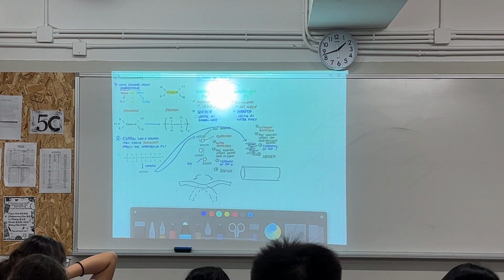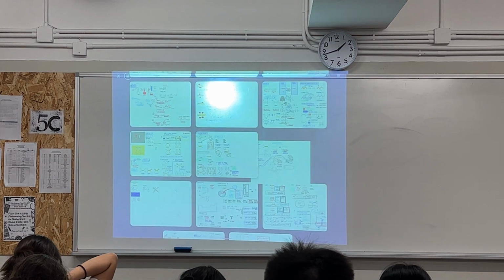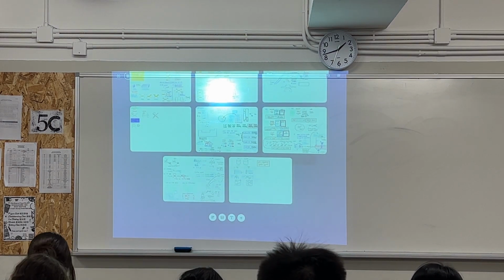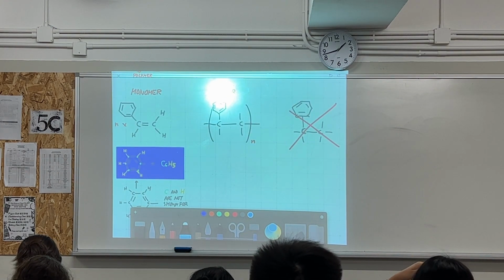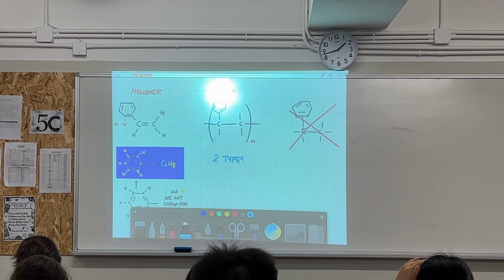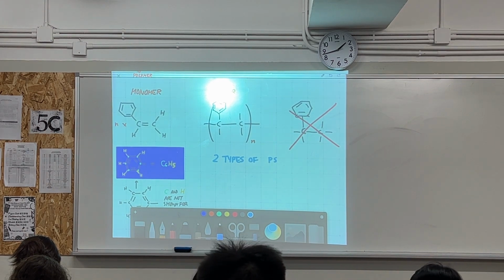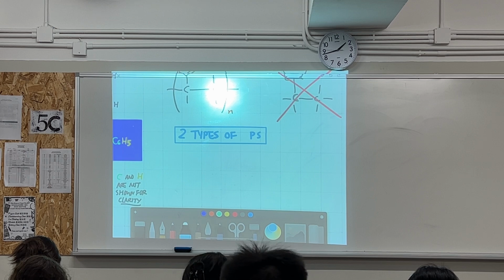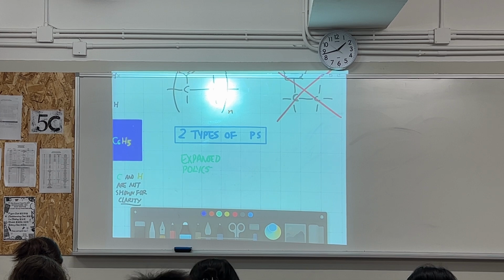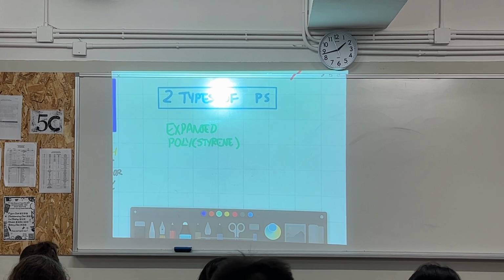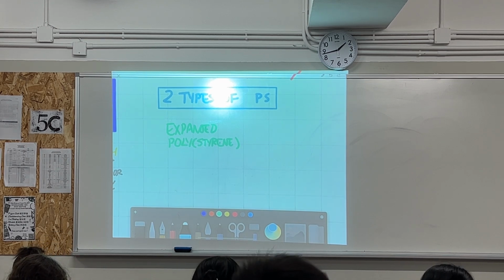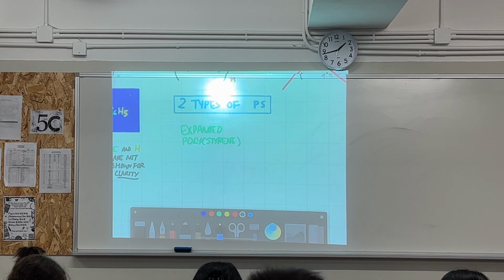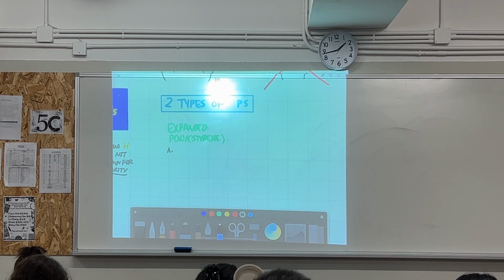Now, with PS, we also have two different types. Number one, expanded polystyrene, also known as styrofoam. All of you know styrofoam. What are we using to expand this polystyrene? We're using some gas, some inert gases like nitrogen, to expand the styrene, the polystyrene. So this is also known as styrofoam.